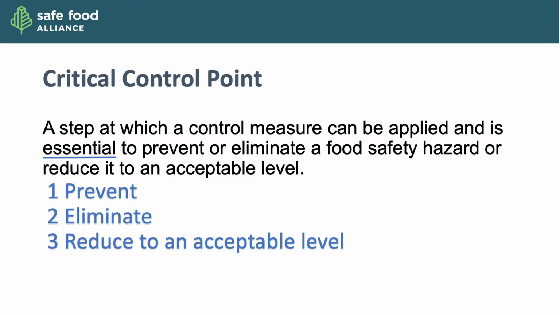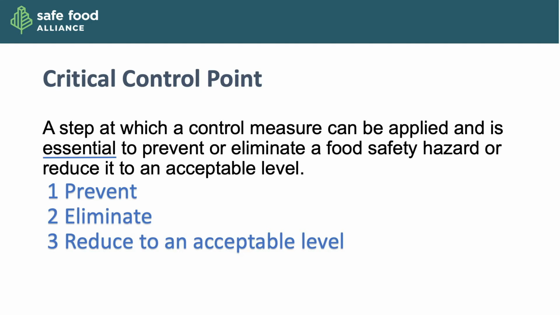Now, as we look at this a step further, in terms of what is absolutely critical to make sure that those hazards don't occur, we get into the definition of critical control point. A critical control point can be defined as a step, and this is a specific step, at which a control measure can be applied and is essential to prevent or eliminate a food safety hazard or reduce it to an acceptable level. So keep in mind that the word essential is really the difference and the decision maker here compared to a simple control point.